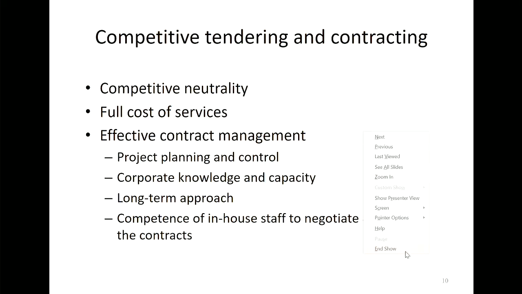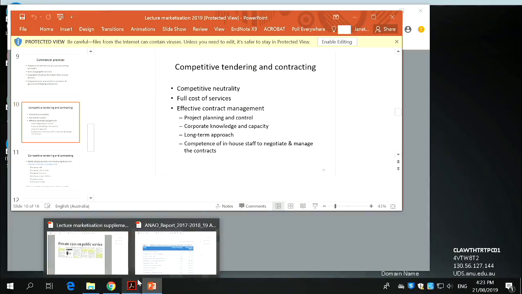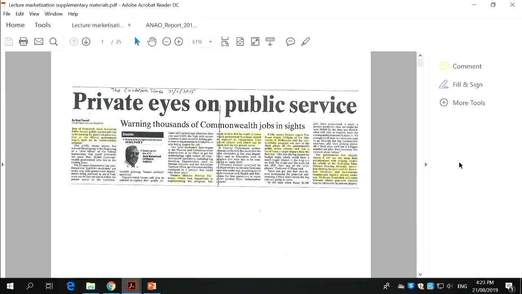Now let me give you some examples about outsourcing. As I say, there has been a lot of outsourcing going on in the public sector, but it is not without problems. Actually, there are quite a lot of problems with outsourcing. This article is from 2015. It talks about tens of thousands of Australian public service jobs being signed up for potential privatizations. They try to open up the market for the private sector, so the government tries to reduce the public sector jobs and provide the jobs to the private sector.